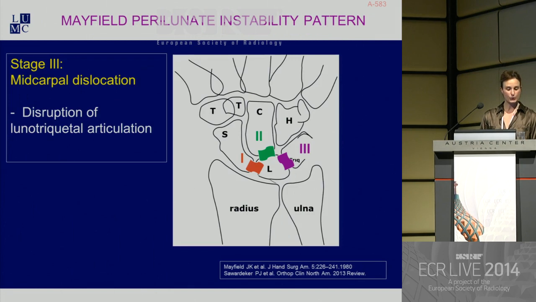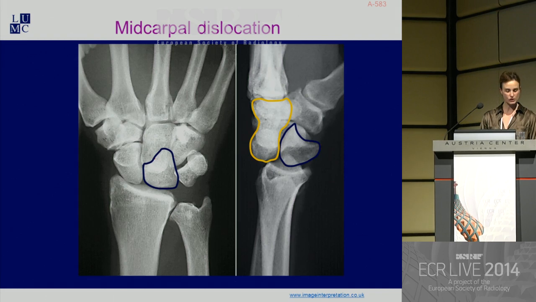In the stage 3 of the perilunate instability pattern, there is an associated lesion of the lunotriquetral articulation. The whole picture is called the midcarpal dislocation. On the conventional X-ray, on the AP view, we have more of a triangular-shaped configuration of the lunate bone, and on the lateral view, we don't have a good alignment between the radius and the proximal or the distal carpal row.